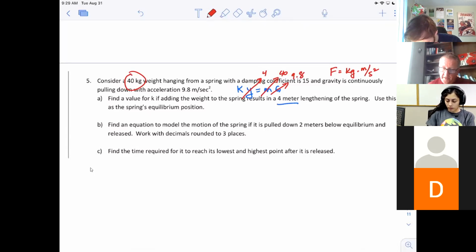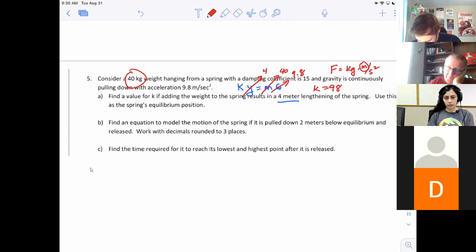So if I did 40 times 9.8 and divide by 4, which you should be able to do in your head, because 40 divided by 4 is 10, and 10 times 9.8 is 98. So K would be 98. And interestingly, when multiplied by 4 meters, if K was 98 and Y is 4 meters, then you've already got the meters from the 4. So interestingly, the unit for this is kilograms per second squared. I mean, that's one way to write the unit anyway.